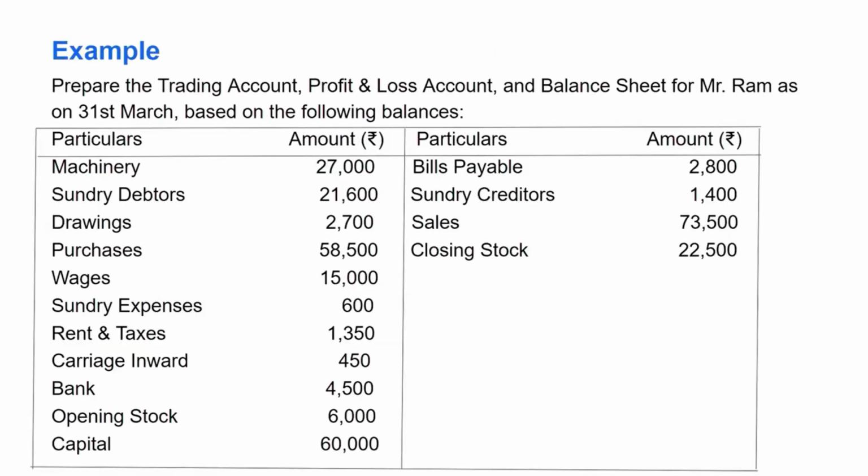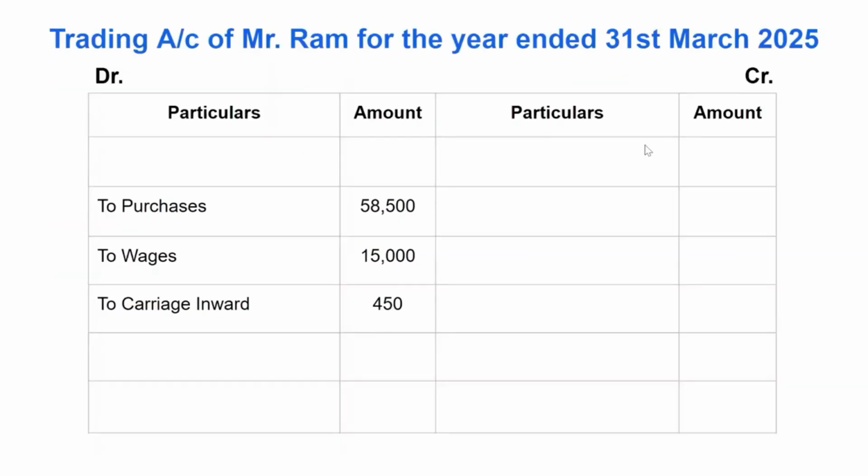Let's see next. Carriage inward 450. Carriage inward is a direct expense, so we record all the direct expenses in trading account on the debit side. So let's see how we'll record it. Trading account on the debit side we record carriage inward, a direct expense.